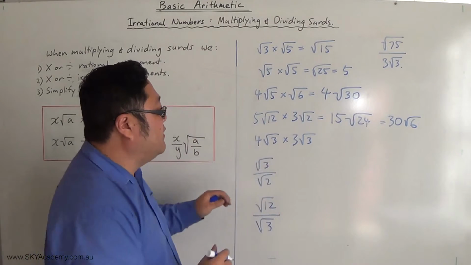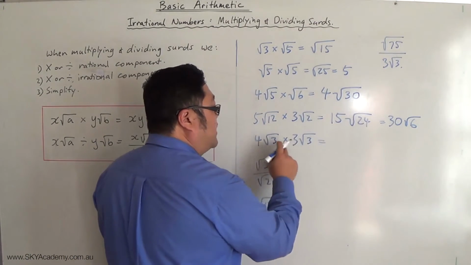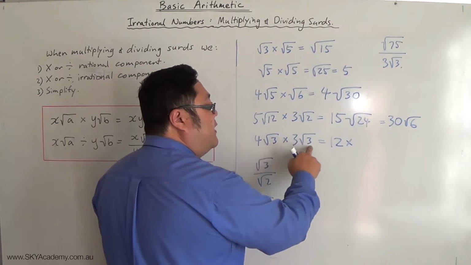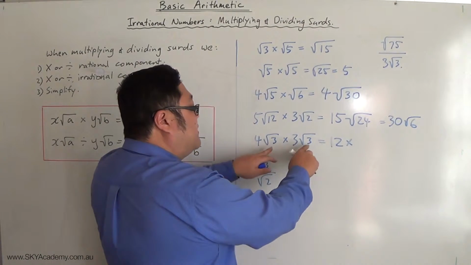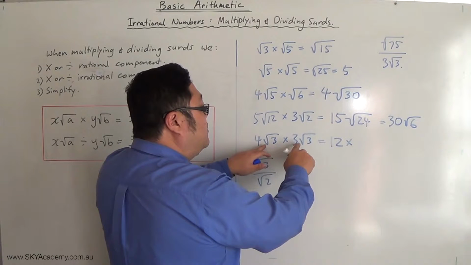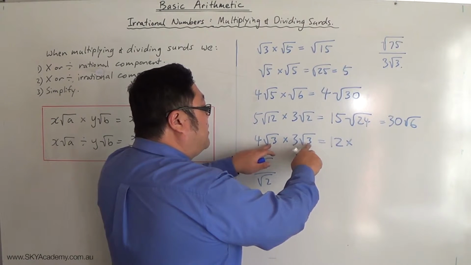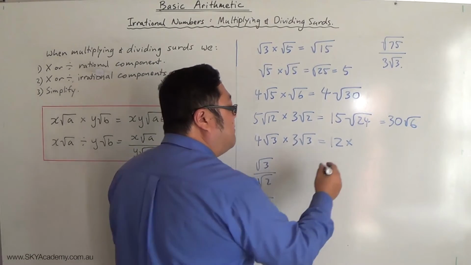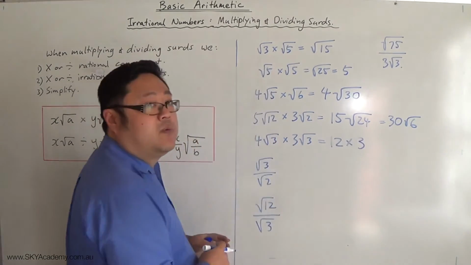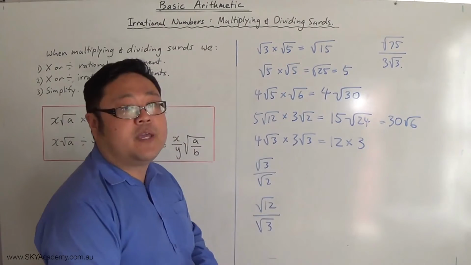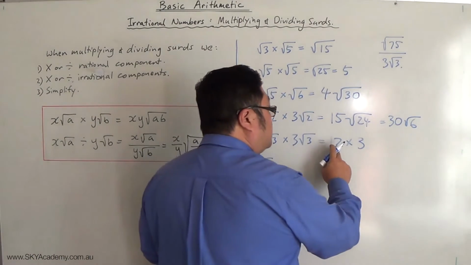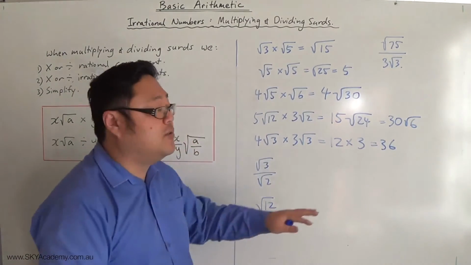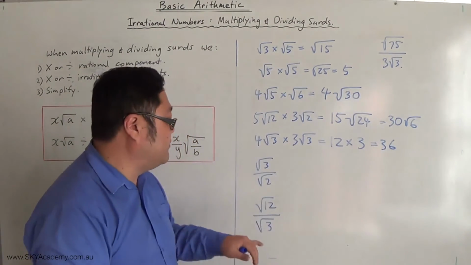The answer for this one would be 4 times 3, which is 12, times the square root of 3 times the square root of 3. They're the same number, so when you multiply two surds of the same number, or two square roots of the same number, you get rid of the square root sign. The square root signs will cancel each other out. 12 times 3 just gives you 36, so it's a rational number. The answer is going to be rational.